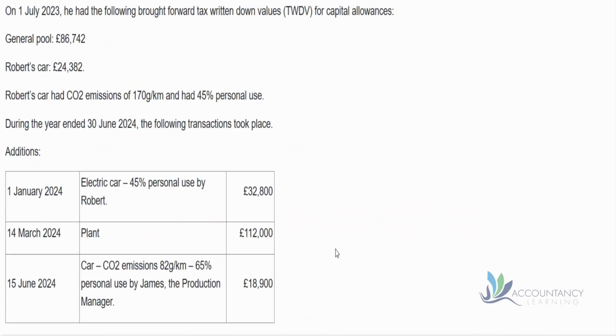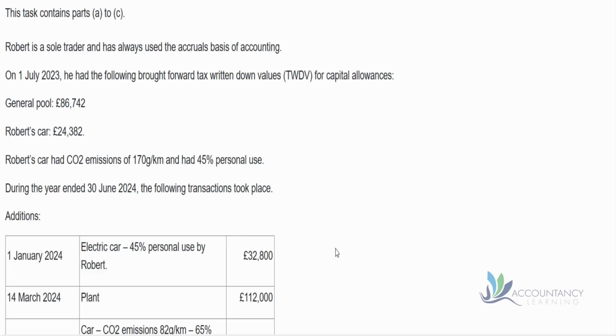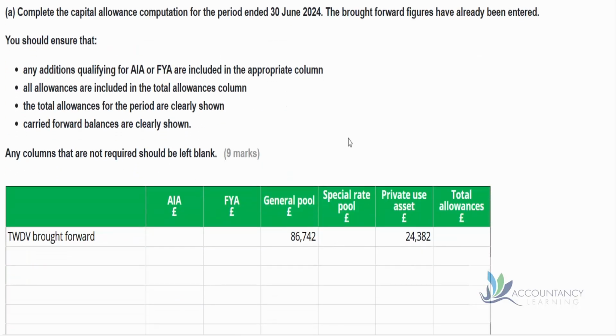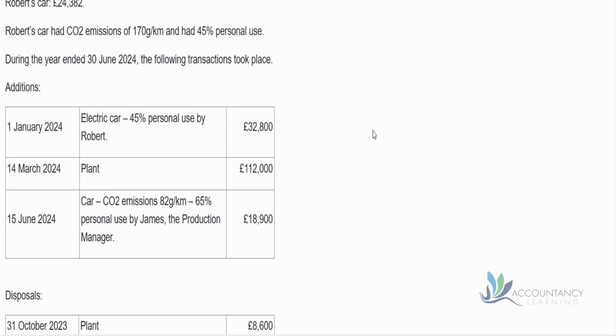So let's have a look at the information they've given us, and the approach we'd recommend is that you go through the question logically from the top through to the bottom so that you don't miss out any of the data that they've given you. So we're told that Robert is a sole trader and has always used the accruals basis of accounting. And that's relevant because we wouldn't bother with capital allowances if we're using the cash basis. So on the 1st of July 23, he had the following brought forward tax written down values for capital allowances. So we've got the general pool and Robert's car, and those 2 numbers have already been included in the table. So there's no mark available for putting those numbers in again.